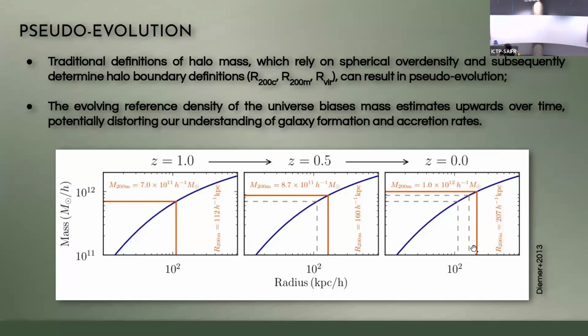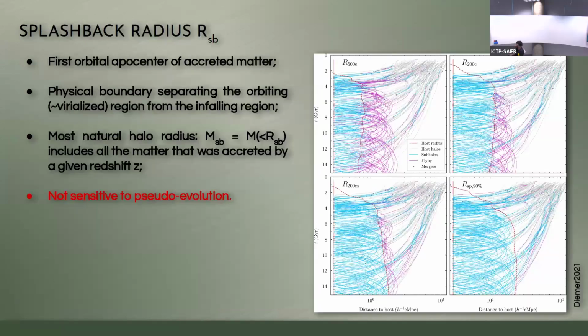I see. So this increase in the mass is not because it's accreting anything, it's just because the radius is larger and you're taking more of the average density of the universe. Yes. So it's a problem because of the effects of the measurements and our definitions, our understanding of the formation and things like that. So that's why we're going to talk about the splashback radius.